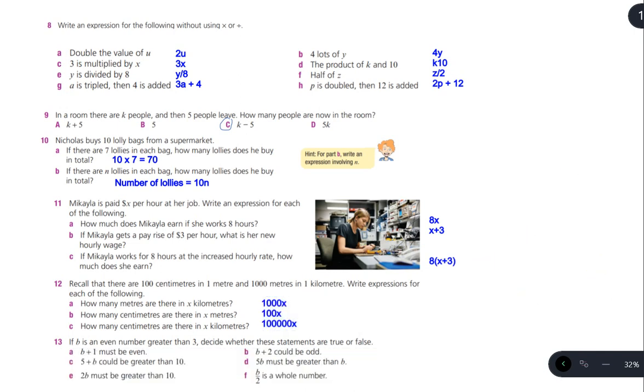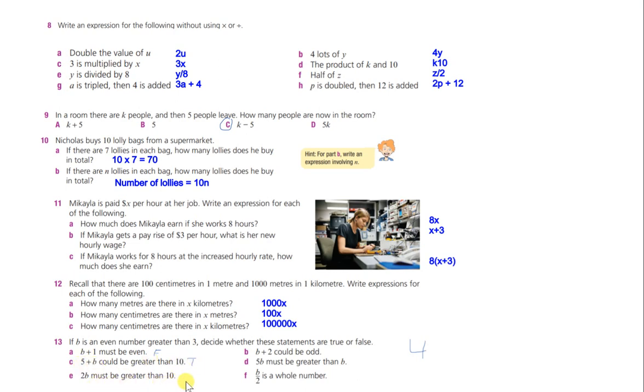Okay, now the last little questions down the bottom. If b is an even number greater than 3, decide whether these statements are true or false. So b is an even number greater than 3. So let's just use an example. b is going to be equal to 4. 4 plus 1 must be even. No good. That is definitely false. 5 plus b could be greater than 10. It could be. It isn't on this occasion, but it could be true. Because it could have been an even number like 8, for example. And 8 plus 5 will be greater than 10.